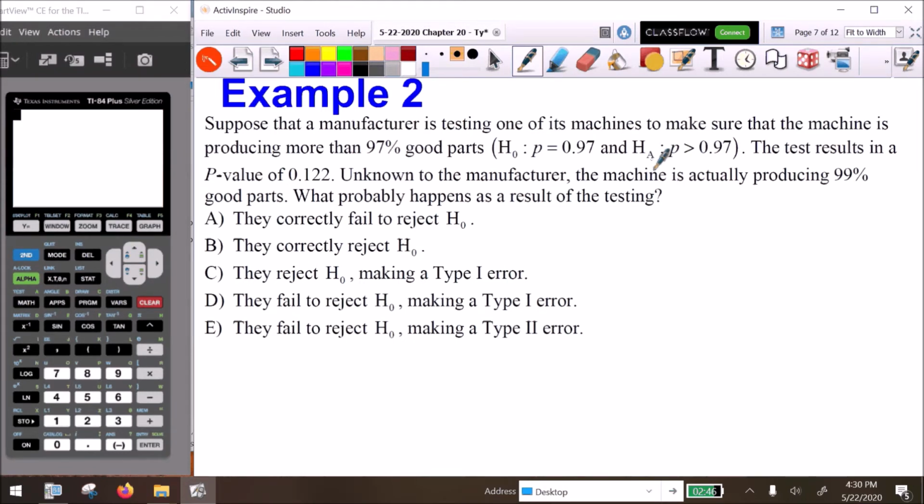The test results in a p-value of 0.122. Unknown to the manufacturer, the machine is actually producing 99% good parts. What probably happens as a result of the testing?